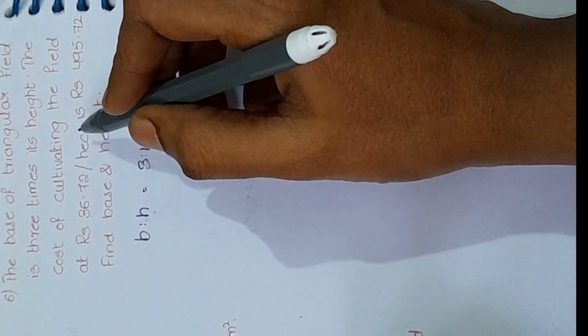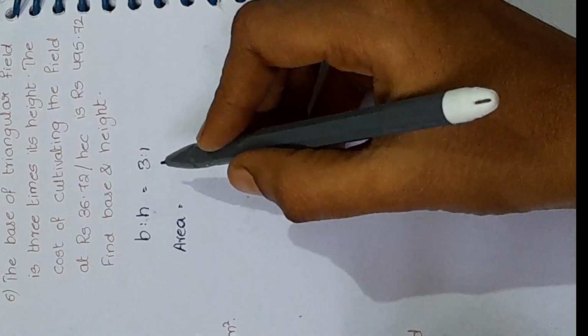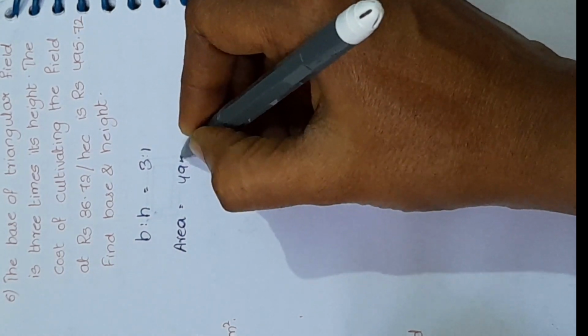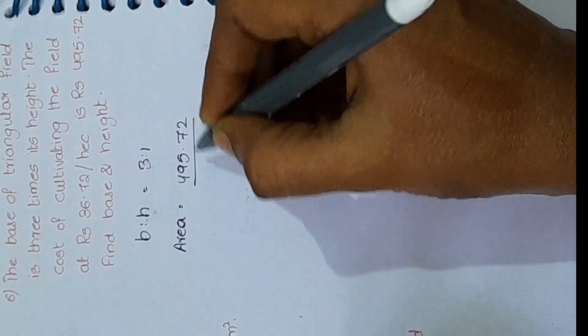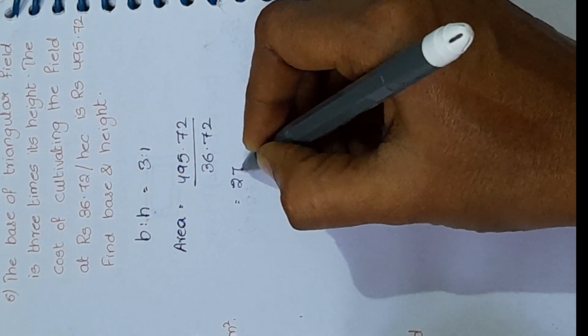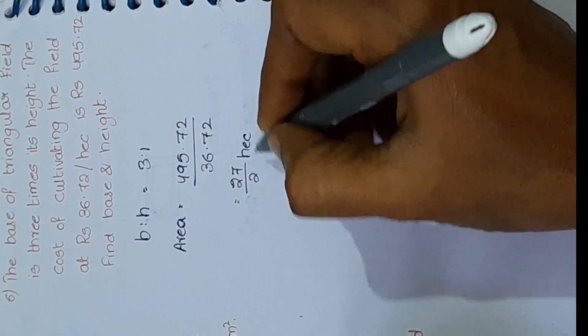First, we should find the area of the triangular field. Area can be found by the total cost divided by the cost per hectare. The total cost is 495.72 and per hectare it is 36.72. We get 27 by 2 hectares as the area of the triangular field.